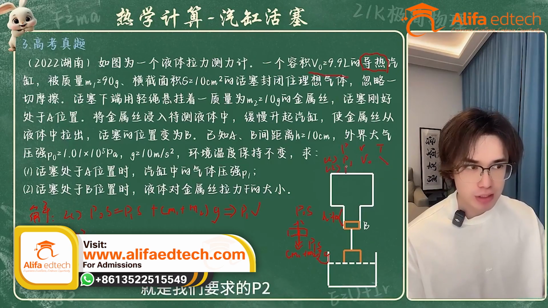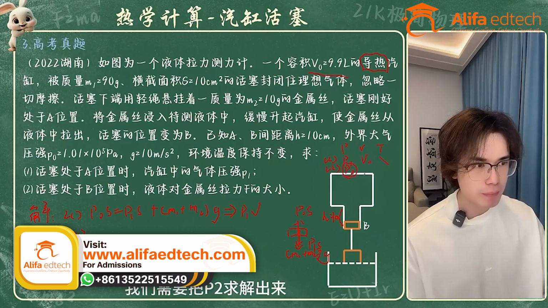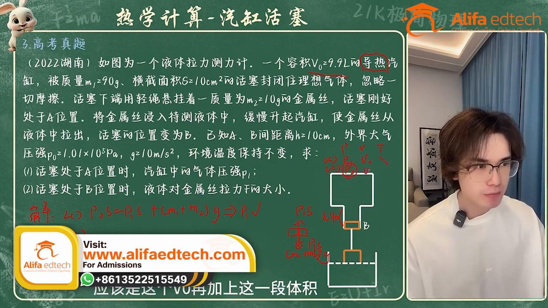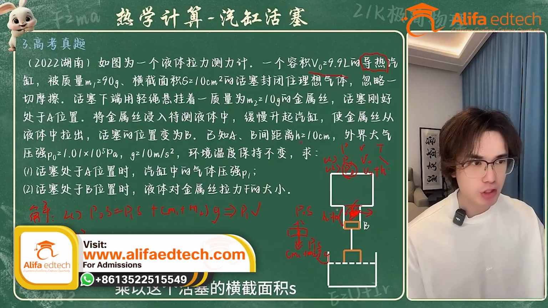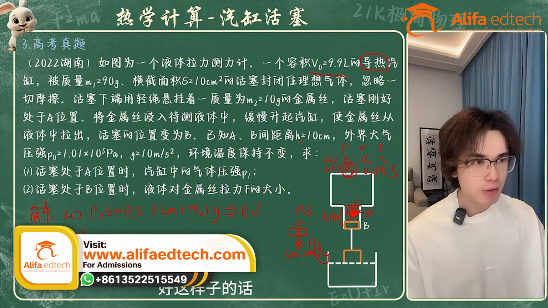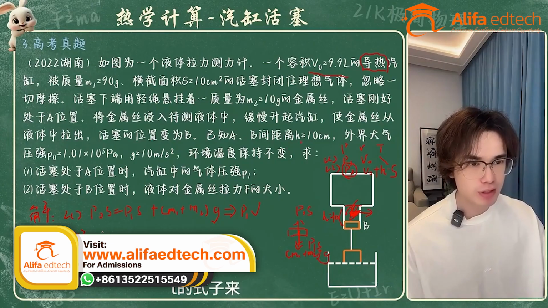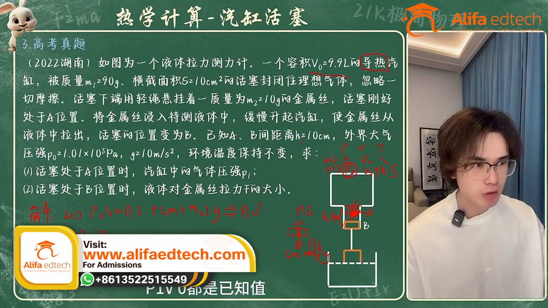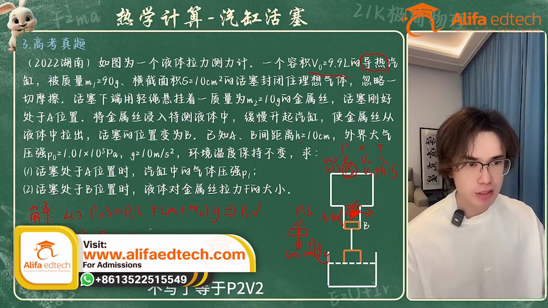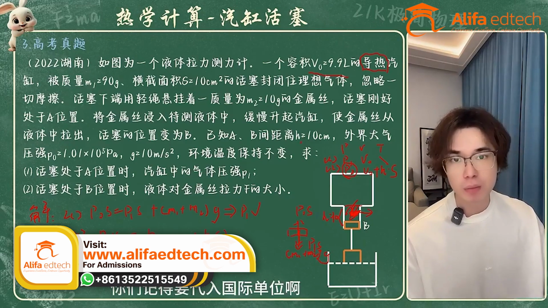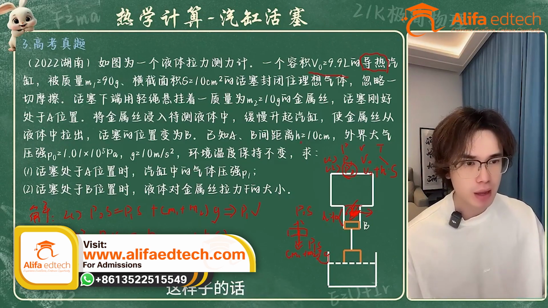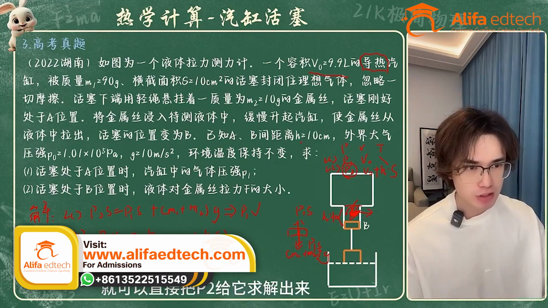Later, its pressure, which is what we need to find, is P2. We need to solve for P2. So, what is its volume later on? It should be V0 plus this additional section. As for that additional volume, it should be the distance h, multiplied by the cross-sectional area S of the piston. In this way, we can set up the PV over T equation. Following the three-step method, we know that P1 and V0 are all known values, and since T hasn't changed, we don't need to write it. So P1V0 equals P2V2, and V2 is V0 plus h times S. Remember to use SI units when you substitute the values. I won't do the calculation here, but this way you can directly solve for P2.